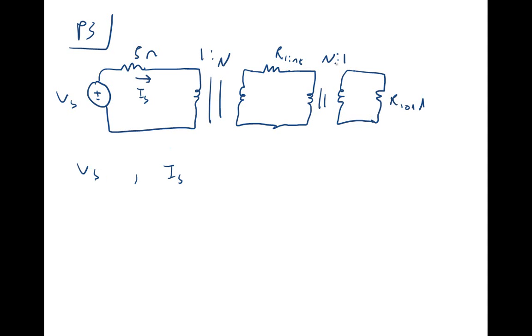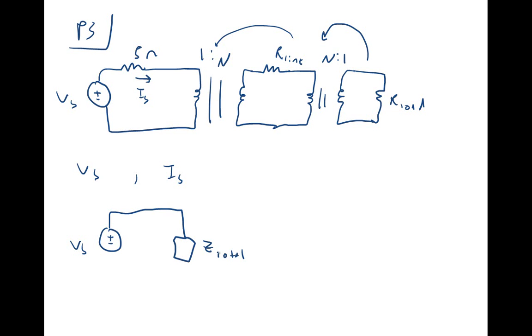Well, since I tell you VS and IS, this problem is screaming to find the impedance. Because if I were to reflect this resistor across, add it to R line, reflect it across here, add it to 5 ohms, and drop this down to some VS, Z total, IS, that Z total has to be equal to VS over IS.